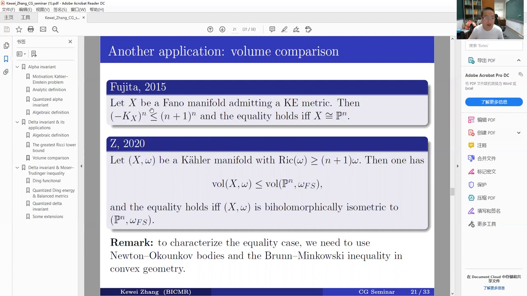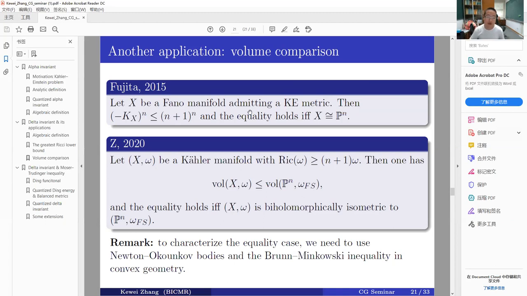And actually he proved more. He actually showed that when X is K-semistable Q-Fano, then this also holds. But geometrically, one can state this result because it's more related to the volume comparison in classical Riemannian geometry. So this result is saying that when you have a Kahler-Einstein condition for a Kahler manifold, then the volume of a Kahler manifold cannot be bigger than the volume of the projective space.